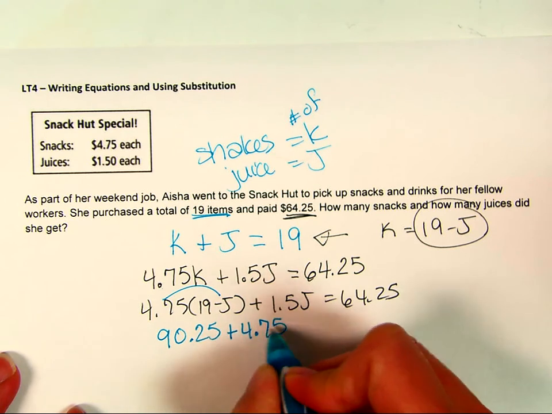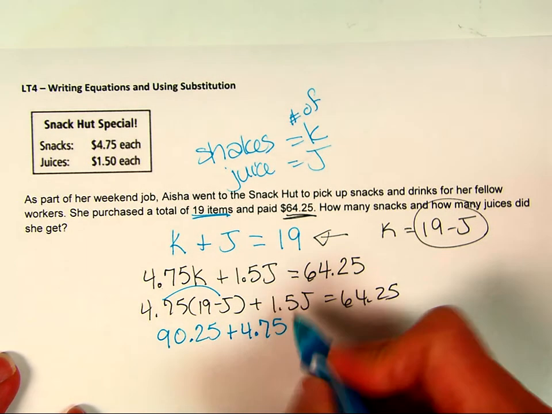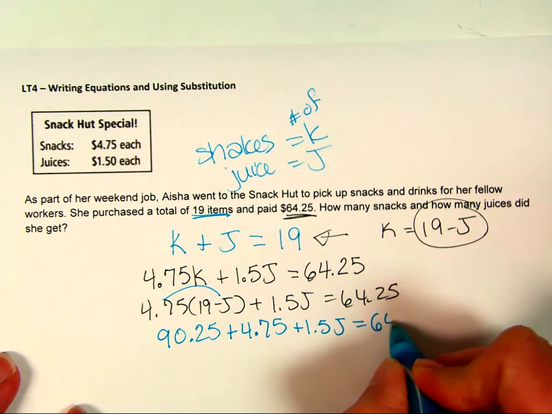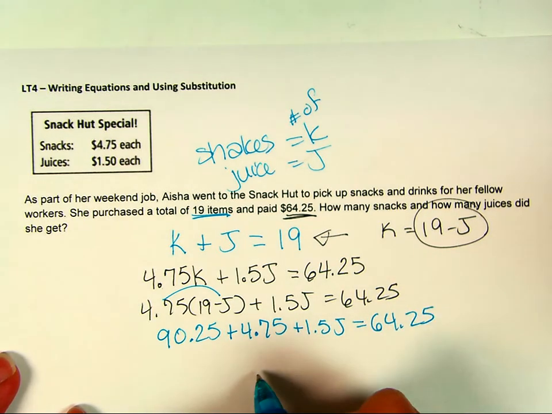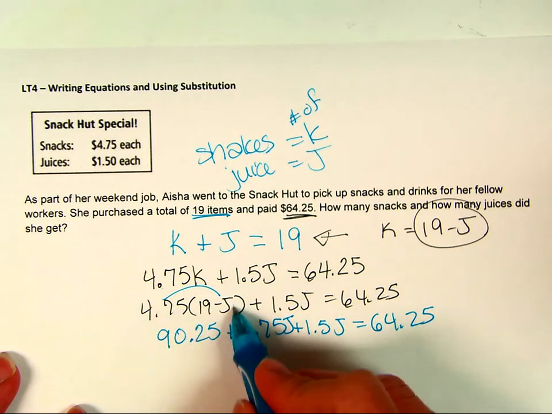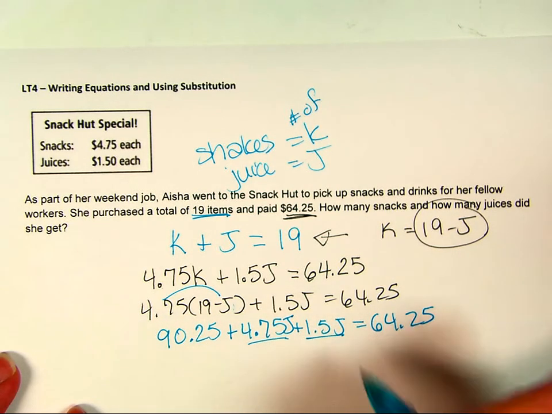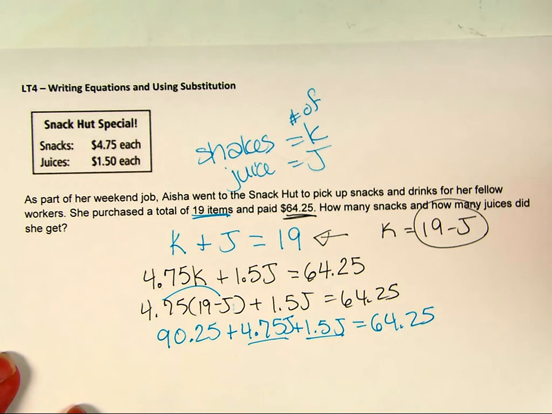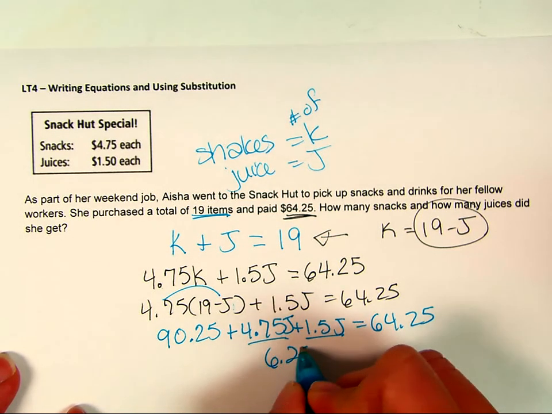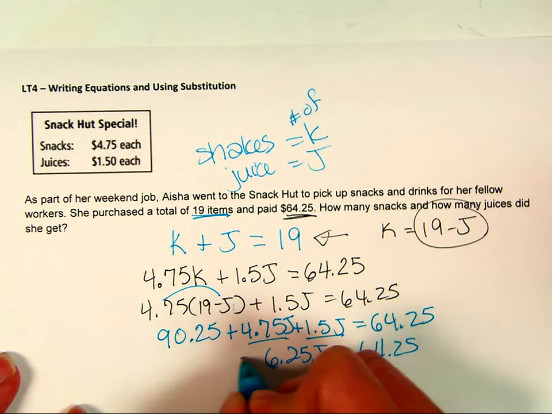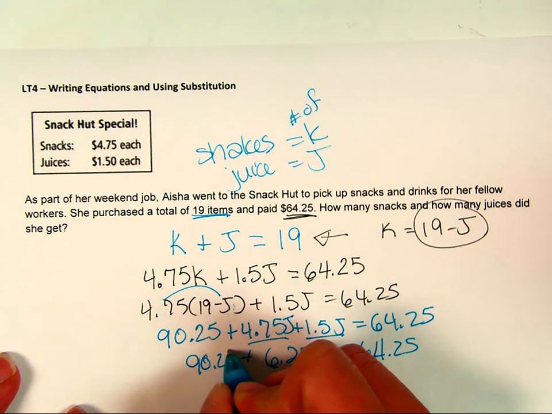So we just distribute there, and here we go. We're going to just put that down. 64.25. So now I'm going to combine like terms, and I lost a variable somewhere. Sorry about that. That was a variable. That was J. I'm going to combine these two. So what's 4.75 plus 1.50? Well, 4.75 plus 1.50, we're going to get 6.25J. Here's our total over here. We know she spent, and we have 90.25.